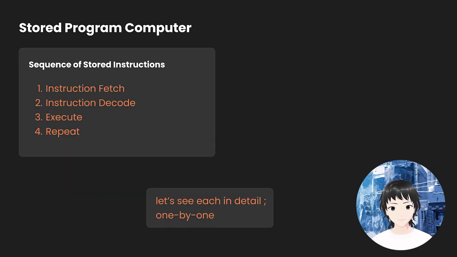Now let's look at the essential elements of a stored program computer. But why stored? Because it is flexible, it can store instructions and it can even change them. So it's more like a general purpose machine. In an SPC, there is a sequence of stored instructions: instruction fetch, decode, execute, and repeat. Let's look at each one of them in detail.